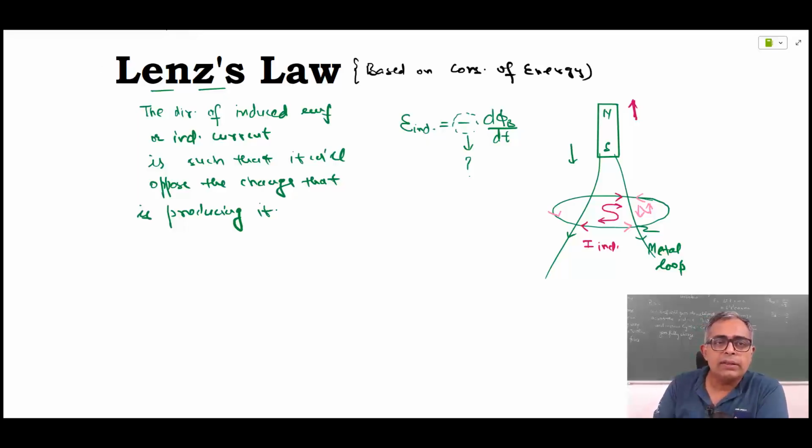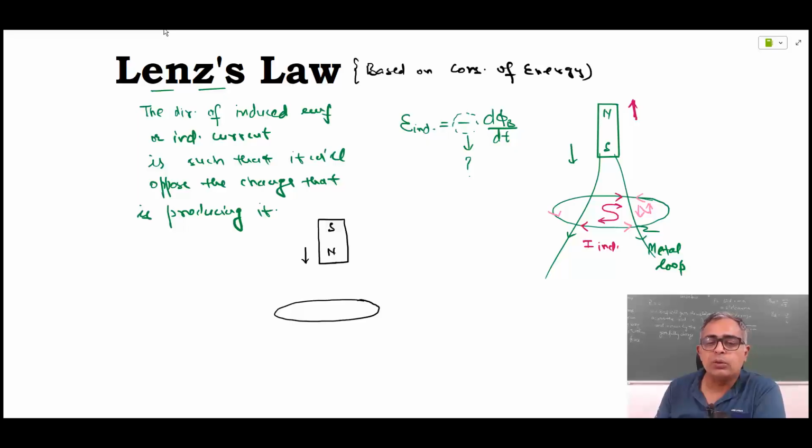We can understand this law in another form also. See, now this is the loop, this is the bar magnet. Suppose this time we take the north pole downwards. Now, when you try to move this magnet towards this loop, this means there is an increase in flux associated with the loop. And the magnetic field due to this bar magnet here is in this direction, right?